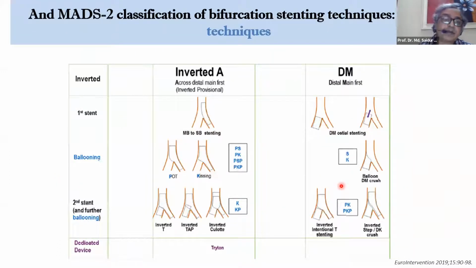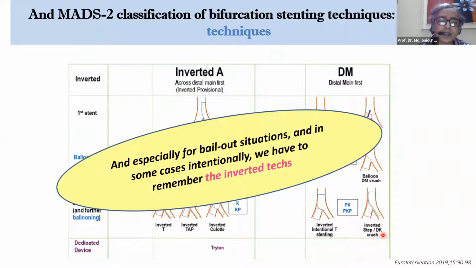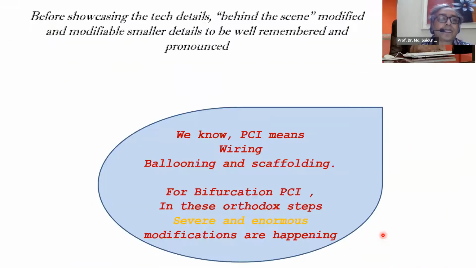And we have to remember also the inverted ones, because sometimes we go for inverted techniques and we have to pronounce them as inverted: inverted T or inverted TAP, inverted culotte, and inverted crush or DK crush, somebody says reverse crush. And these are also especially for bailout situations, when provisional turns into a two-stent strategy, or sometimes we can go for upfront inverted techniques also.